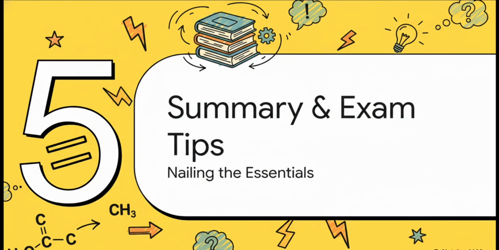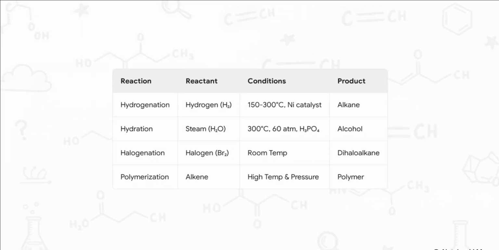Okay, we have covered a ton of ground. Let's bring it all back together and really focus on the absolute must-know essentials, especially if you've got an exam coming up. This summary table right here, this is your key to success. It lays out the 4 main addition reactions we just talked about. Now pay really close attention to those conditions. See how hydrogenation and hydration need tough conditions, heat, pressure, all that stuff, while the reactions with halogens and hydrogen halides just happen at room temperature? Memorizing these details is absolutely critical.